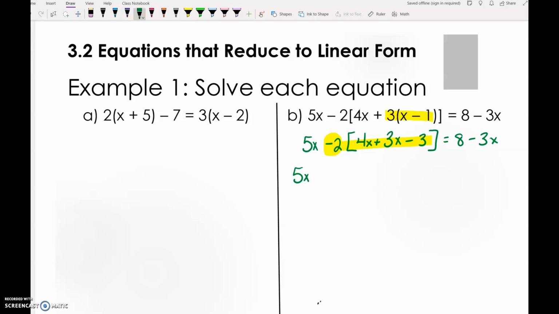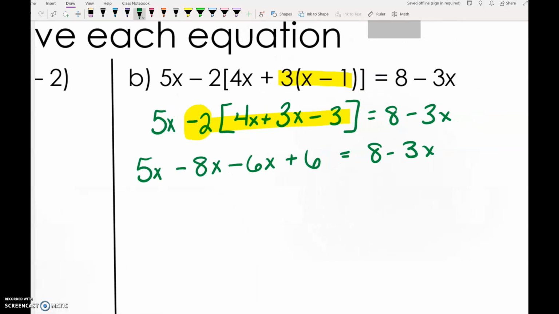So I still have the 5x out front. I'm going to have -8x, -6x, +6 equals 8 minus 3x. Then we can combine all of our like terms. So, handy dandy calculator to help me. 5x and -8x and -6x is -9x.